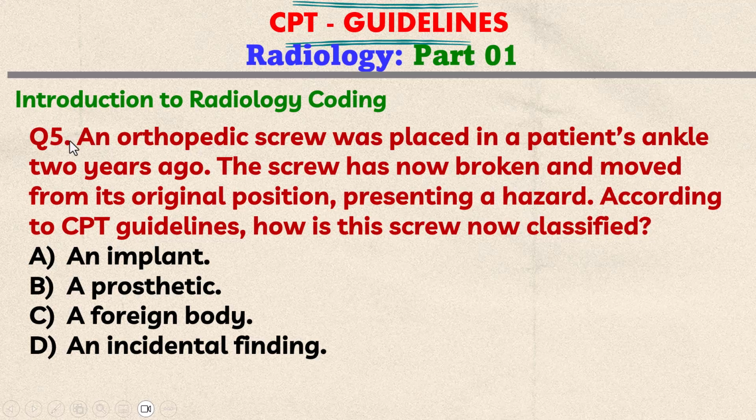Question number 5. An orthopedic screw was placed in a patient's ankle 2 years ago. The screw has now broken and moved from its original position and is presenting a hazard. According to CPT guidelines, how is this screw now classified? A. An implant. B. A prosthetic. C. A foreign body. D. An incidental finding.